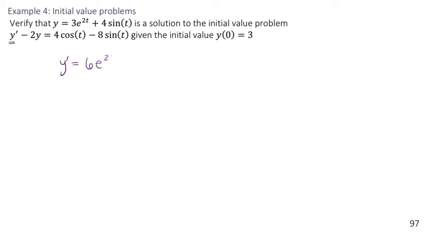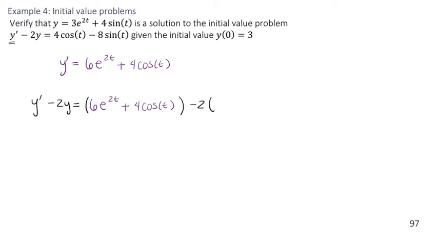Now that we know what y prime is, let's replace it. I'll just copy and paste to make this a little faster. So here's y prime, and then I'm going to subtract 2 times my y, and y is here. So that's 3 e to the 2t plus 4 sine t.